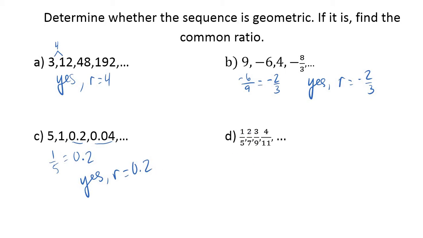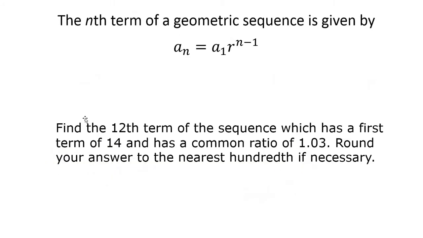How about this one? Well, let's do 2/7 divided by 1/5. Remember when we do fractions, we could multiply by the reciprocal. So that would be 10/7. If I do 2/7 times 10/7, do I get 3/9? No, clearly not. Notice the pattern here. They're just adding 1, adding 2 on the bottom. So this one is not geometric.